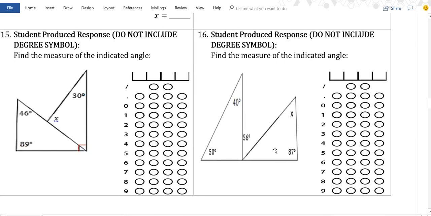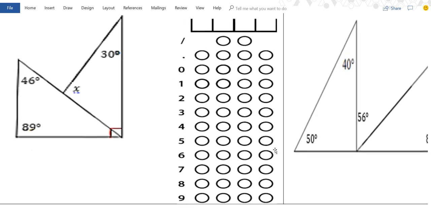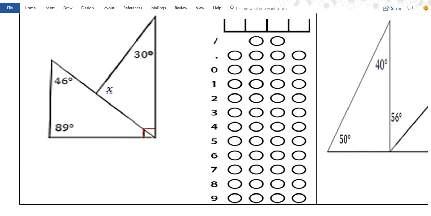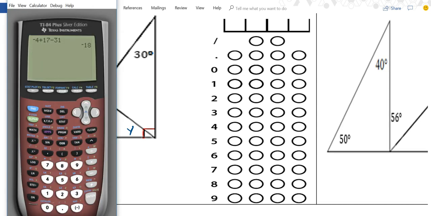So, it says find the measure of the indicated angle. So going through here, we want to get to that x. So I look in the triangle where I have more information, right? So I have 46 and 89. So if I call this angle y, I'm going to use that angle to get over to the other triangle. So this would be 46 plus 89 plus y is equal to 180.